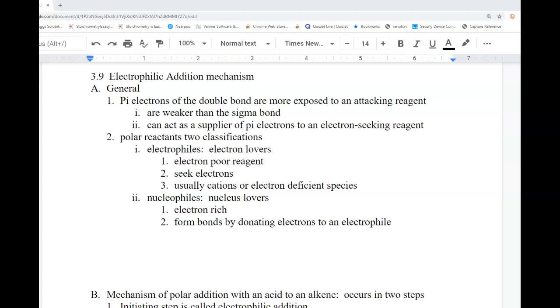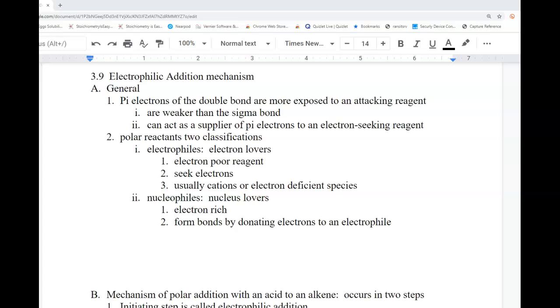Okay, when we talk about exactly how all of this happens, we start to talk about the electrophilic addition mechanism. That's what this is called, and this is basically the steps of the reaction. So we need to define a couple of things. The first thing we need to define is what exactly is happening in these polar reactants. We've already talked about how pi electrons are more exposed, so they're easier to attack than the sigma bond, and they're easy to be attracted away from the double bond. So the supplier of the pi electrons can be attracted to an electron-seeking reagent. So we're going to take a look at what we mean by those two things.